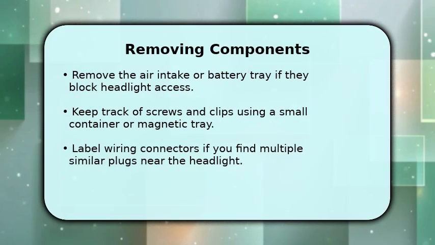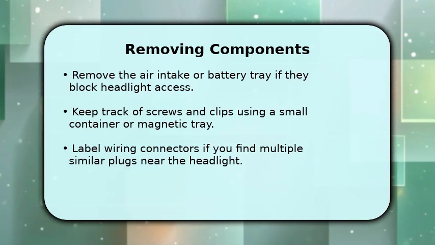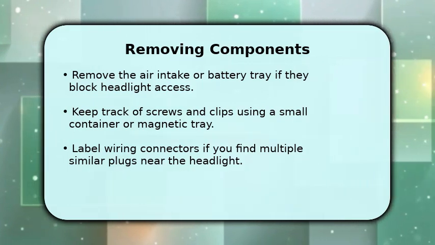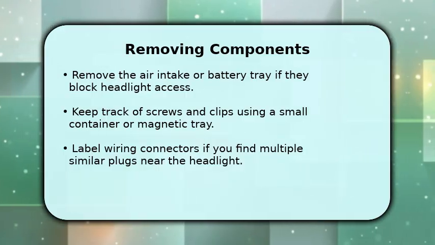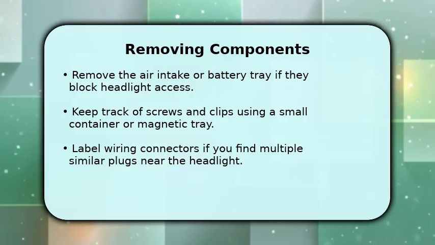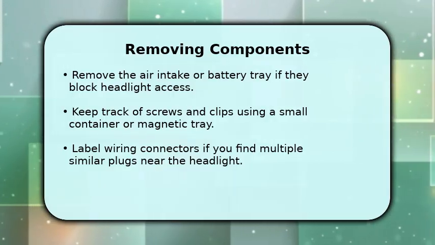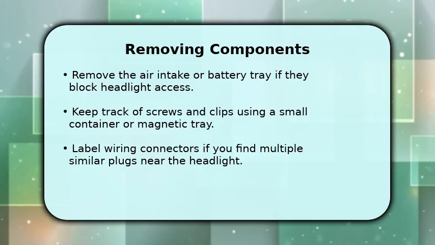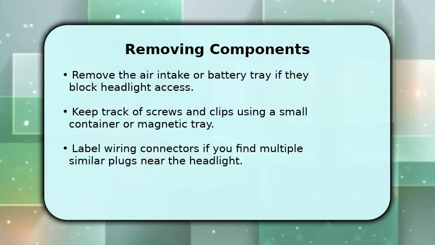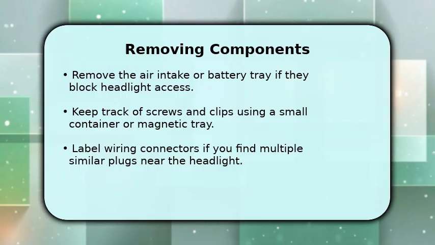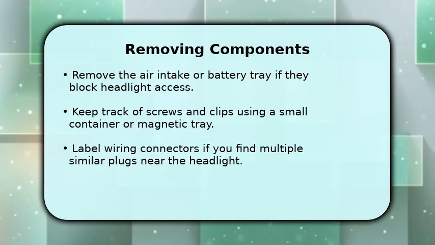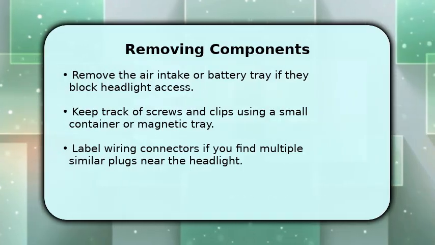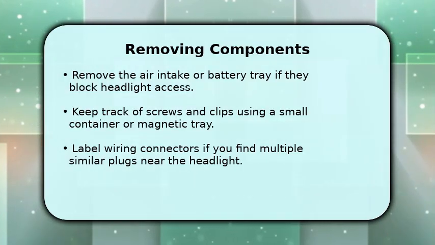Start by loosening any obstructing components like the air intake or battery tray to access the headlight. Use a magnetic tray or small container to keep fasteners organized and prevent losing clips. Carefully lift the old assembly straight out once bolts are removed, minding any trapped wiring. If connectors look similar, use labels or photos to ensure correct reconnection. This prevents mistakes and speeds up the installation process.